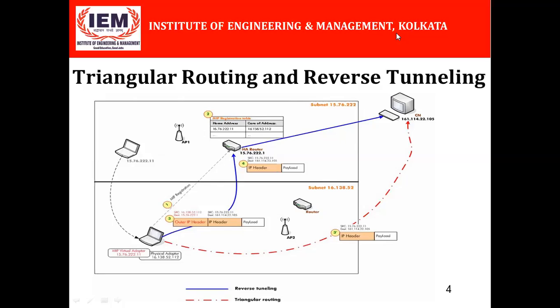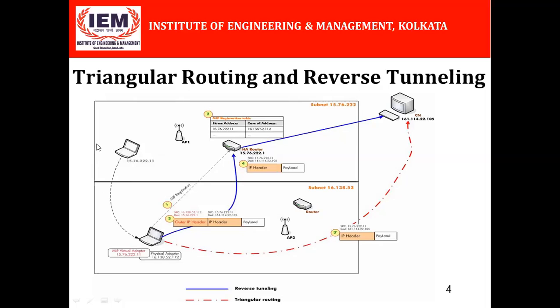Why triangular routing? Because one straight way is from the corresponding node to the home agent, then from the home agent to the mobile device. These are two arms, and the third arm is present between the mobile device and the corresponding node. So these three arms produce the triangular routing. That's why it is known as triangular routing. So this is the most significant operation under the mobile IP communication protocol.